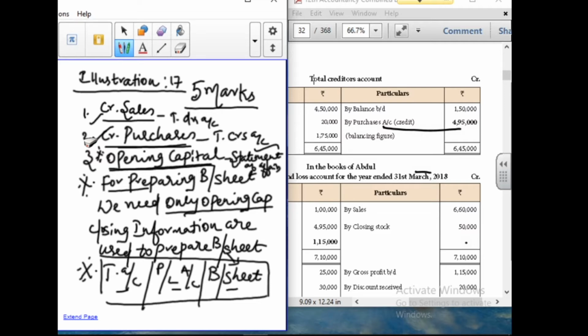So we found out the second piece of information, that is credit purchases. So we got all this information. Credit sales we got, credit purchases we have got, and opening capital is given in the question. Now we are going to prepare the trading, profit and loss account and the balance sheet. The trading account will start with the opening stock.